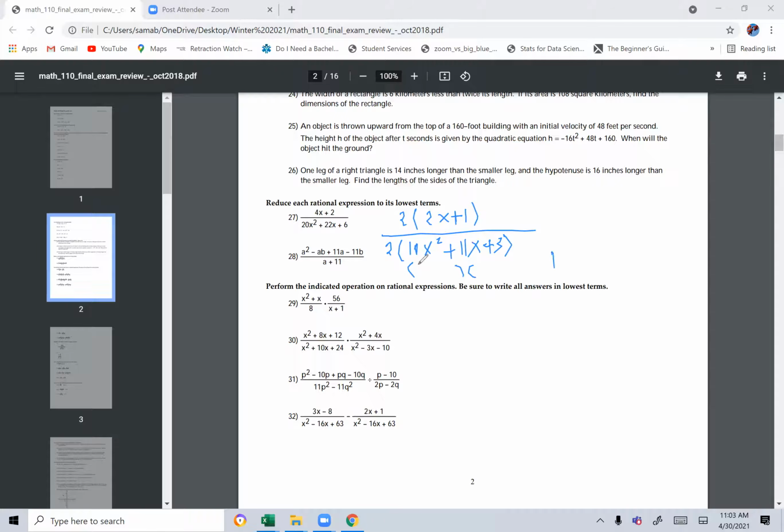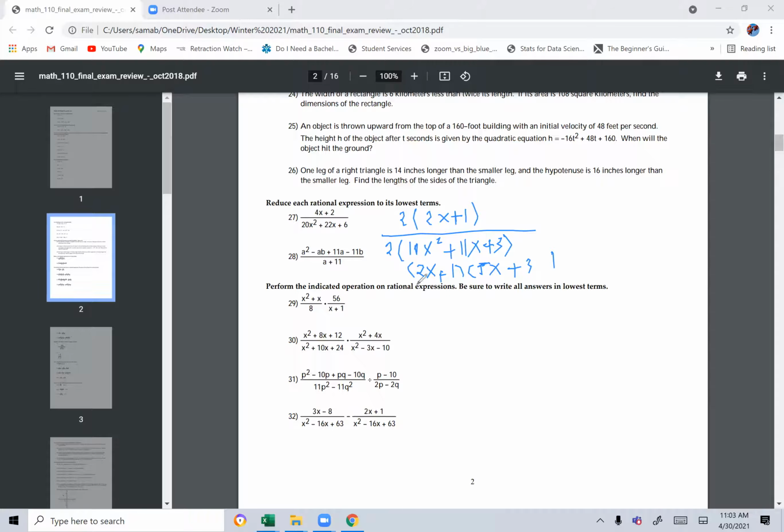So I'm going to split the 10 into 2, 5. So 2x and 5x. And look, because you have 2x plus 1, let's give it a shot and put 2x plus 1 here and put the 3 there and see if it works. 2x times 5x is 10x squared. 2x times 3 is 6x. 1 times 5x, 5x plus 6x, 11x. It worked.